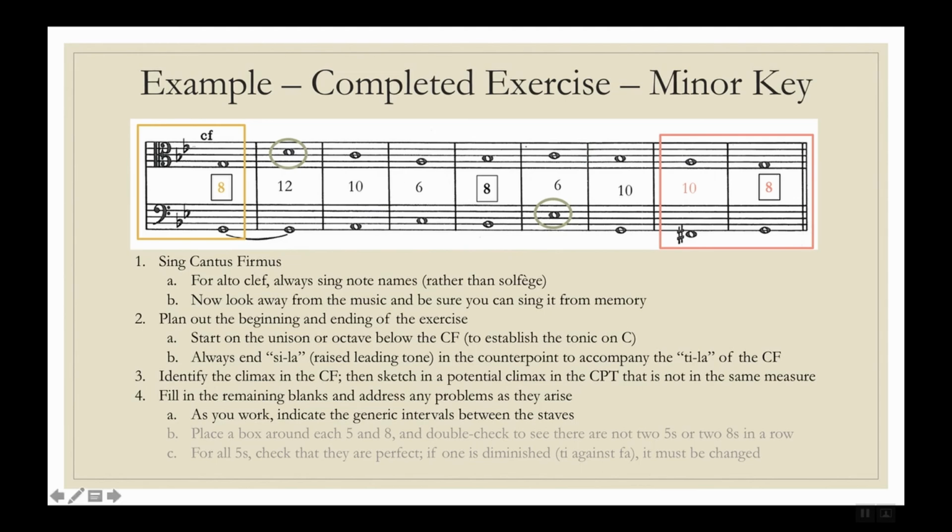I did say place a box around each octave and 5th, just like before. For all the 5ths, check that they're perfect. This 12th, let's check to see if it's perfect from G up to D. G natural, D natural. That is a perfect 5th or perfect 12th. So yes, it's fine. It's not diminished. Then we're going to sing the lower voice while playing the Cantus Firmus on the piano.